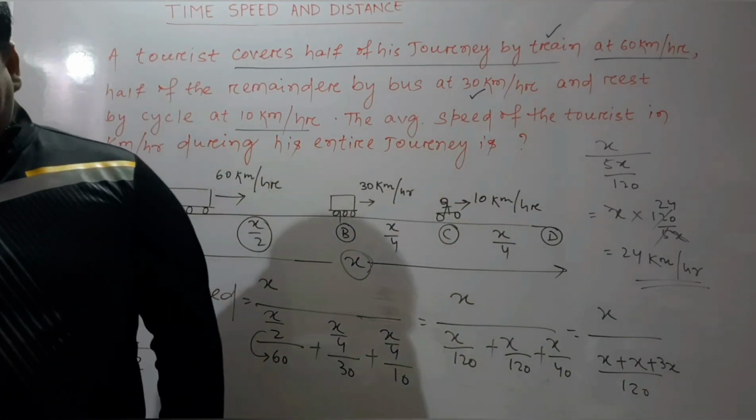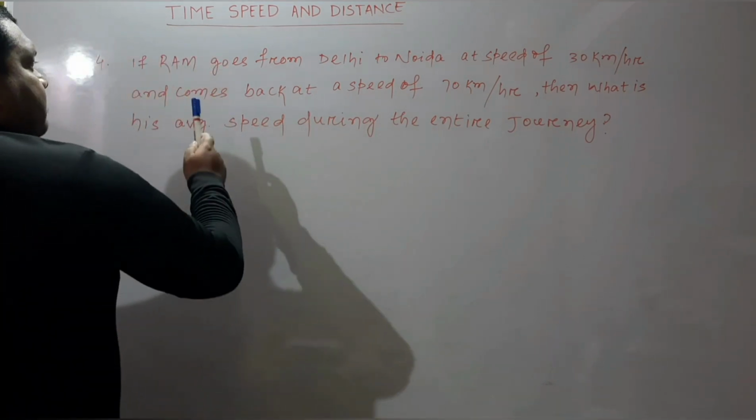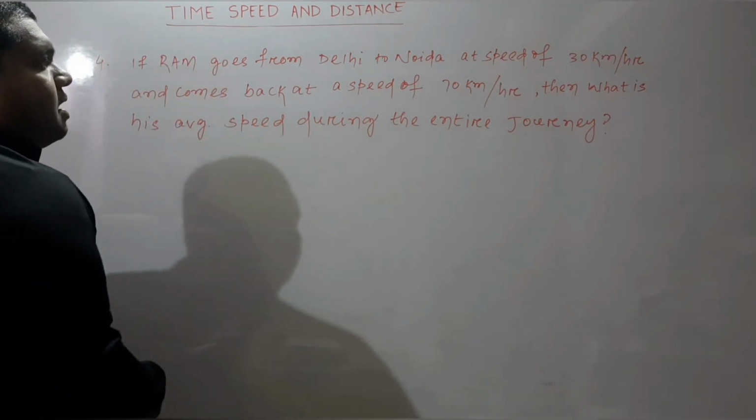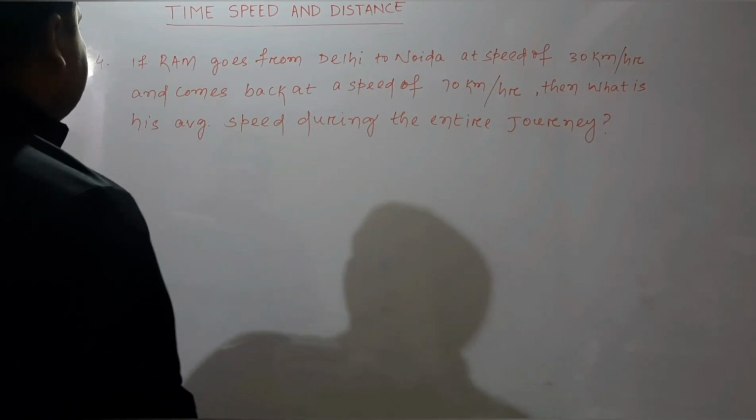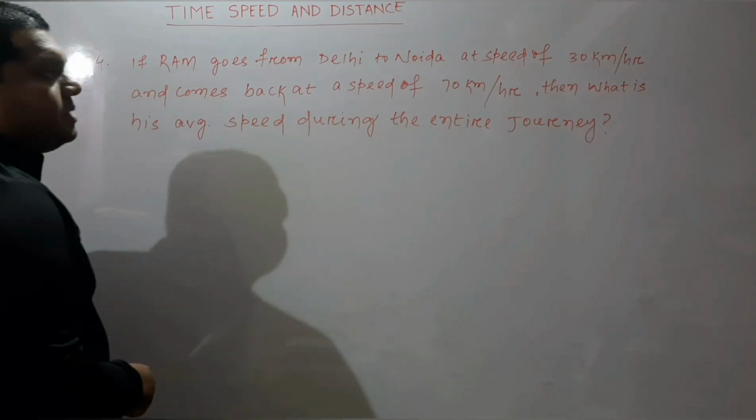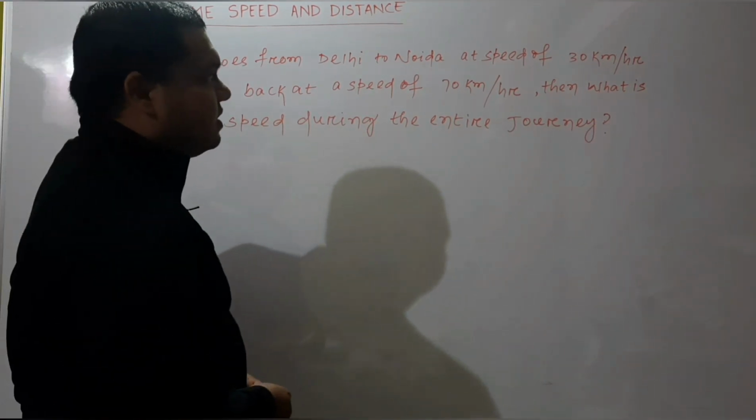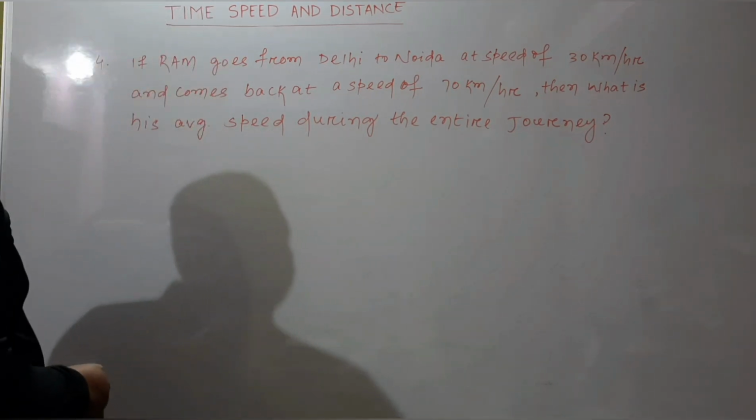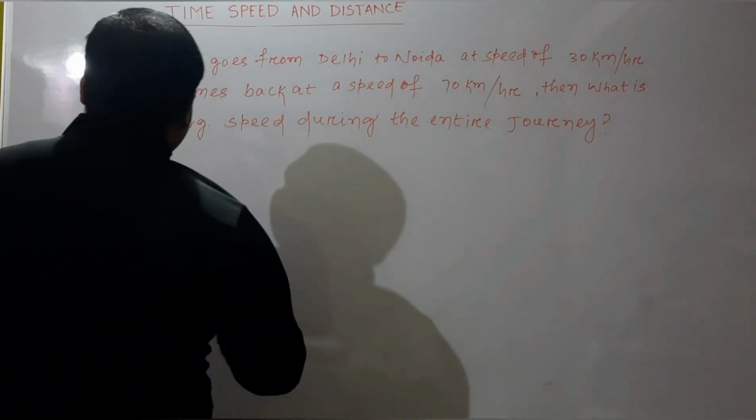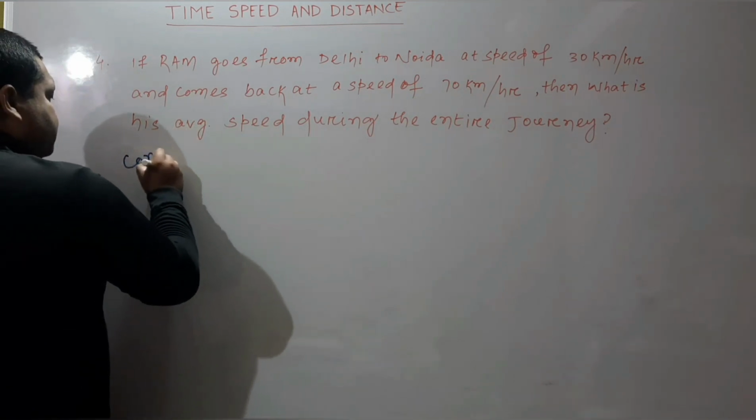Thank you. Now question number 4. If Ram goes from Delhi to Noida at a speed of 30 km per hour and comes back at a speed of 70 km per hour, then what is his average speed during the entire journey? How to handle this type of question? Look, to handle this question, concept number 2, look at this.